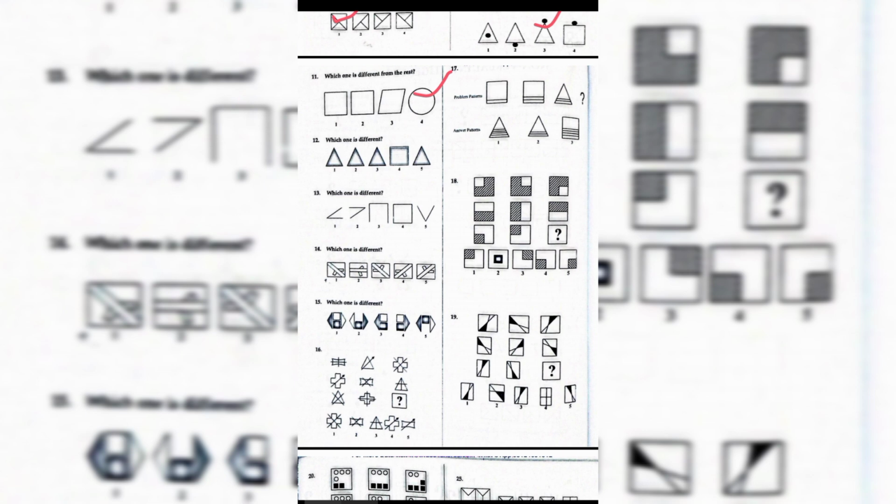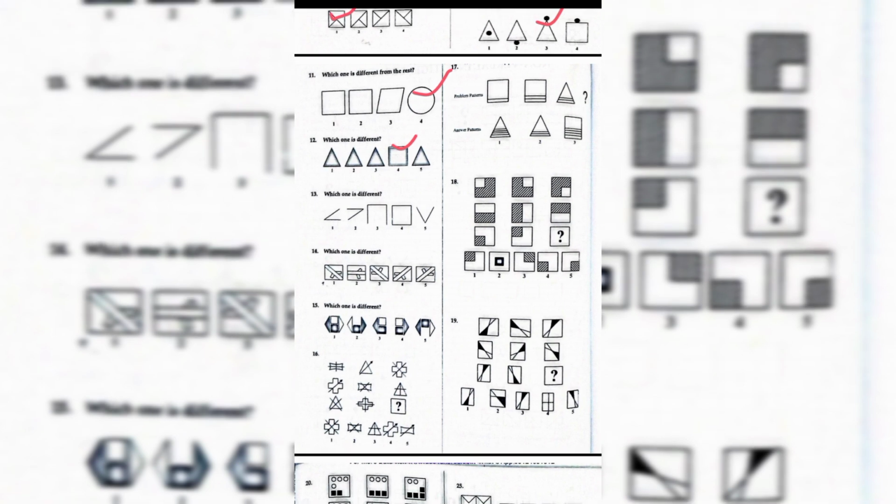Let's go to another question. Question number 12. Another odd one out question. Look closely at the shapes and find the one that does not follow the same pattern or design. Find the answer. The answer is right, number 4, because a different shape has no matching angles.